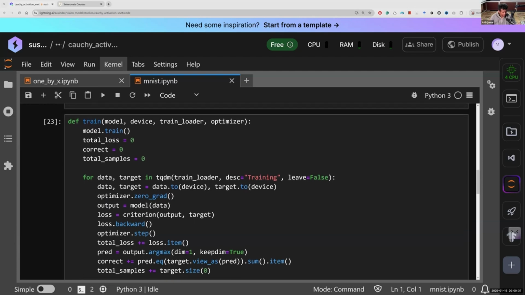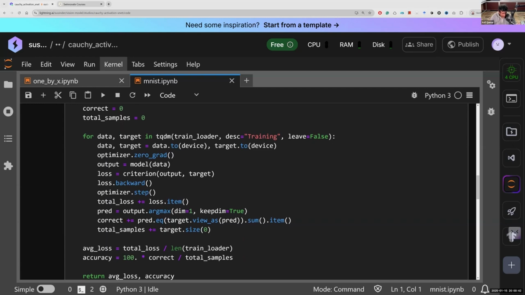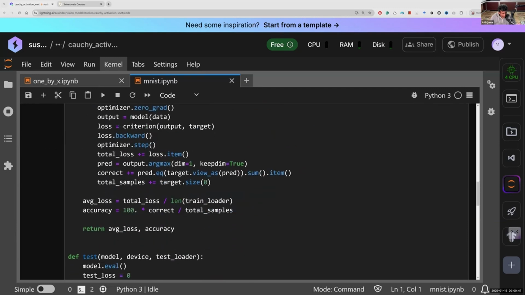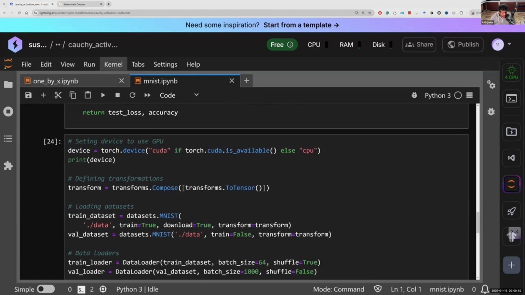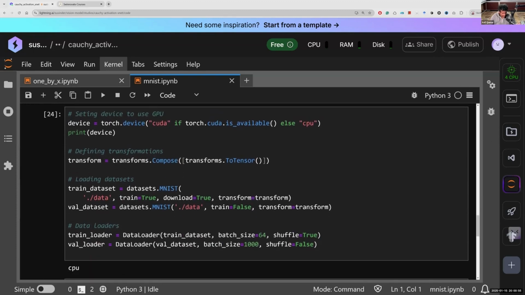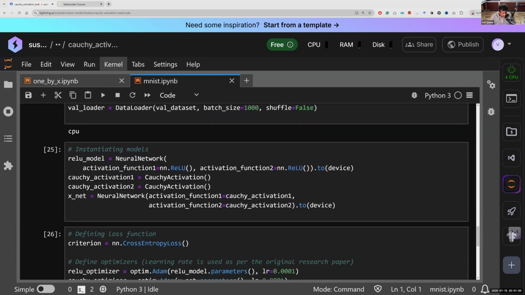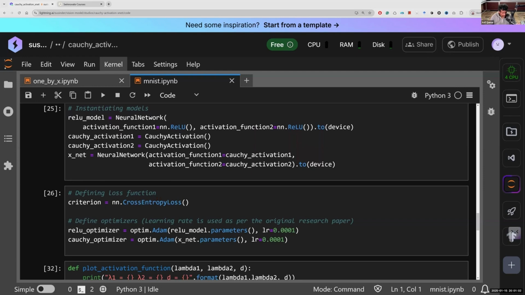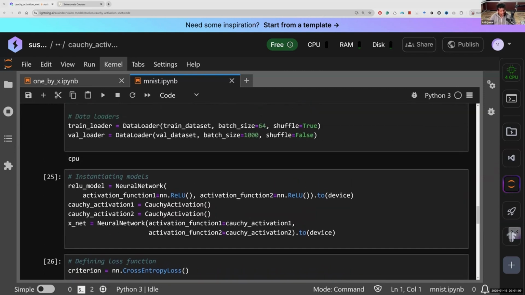Now this is a training loop. I guess this is very standard, so I'm going to skip this. But basically the loss function is probably worth mentioning. The data is coming from MNIST, which is a standard data set. The loss function I'm using is the cross entropy loss function. Optimizer is Adam optimizer.